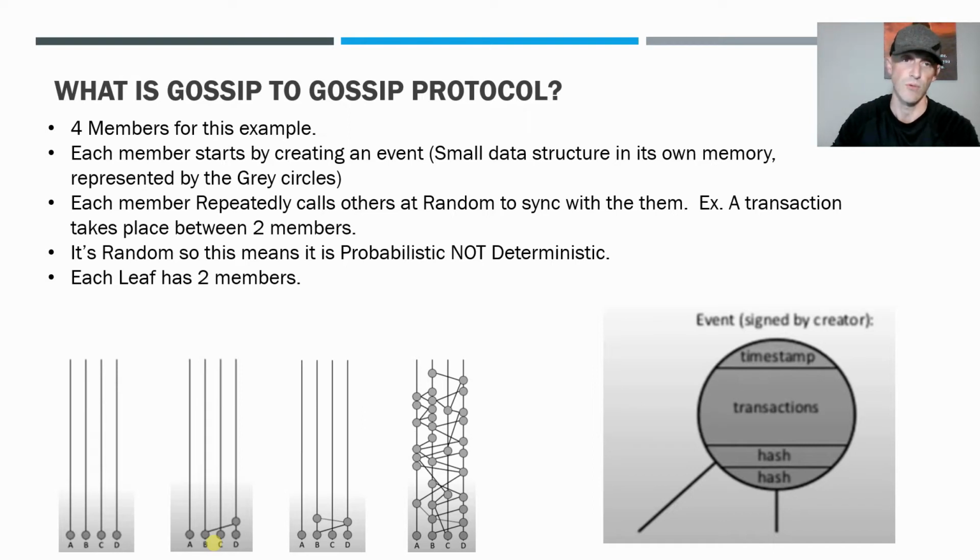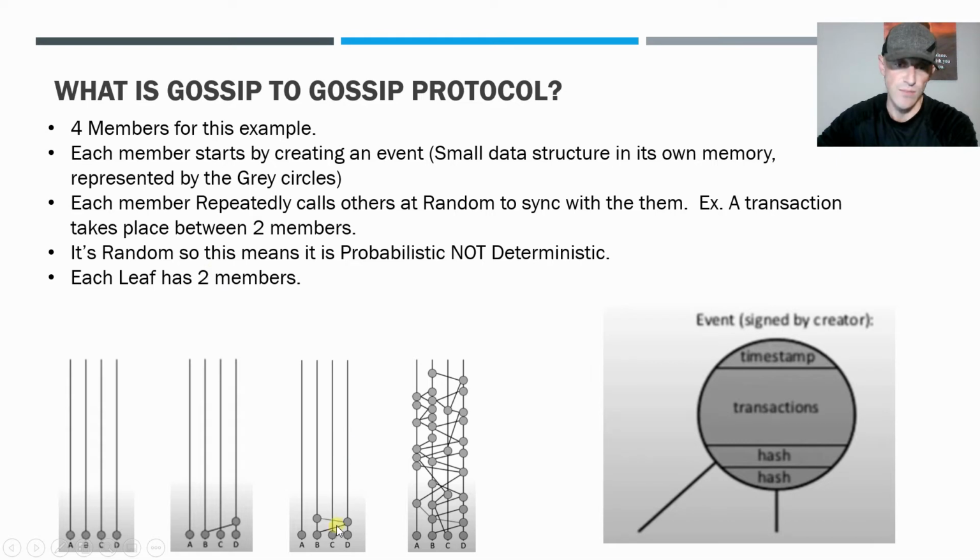Now, each member repeatedly calls others at random to sync with them. Okay, so like down in the first picture here, you got members A, B, C, and D. Members B and D go ahead and start talking with each other and creating an event or spreading a message. And this is completely at random. Now it's not probabilistic. I'm sorry, it is probabilistic. It's not deterministic. So again, it's completely done at random.